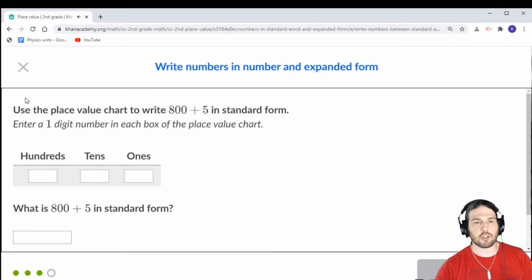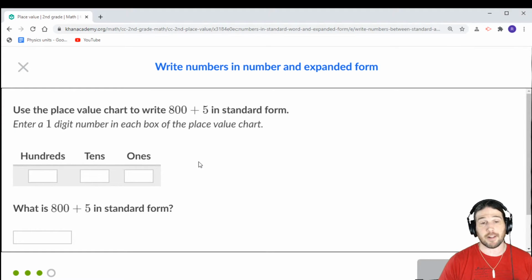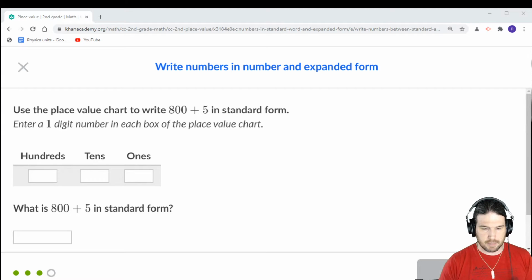Use the place value chart to write 800 plus 5. Although 805, 800 plus 5, this is a good time to start learning that. In fact, it's so important that for the first time today, it's time for the whiteboard.